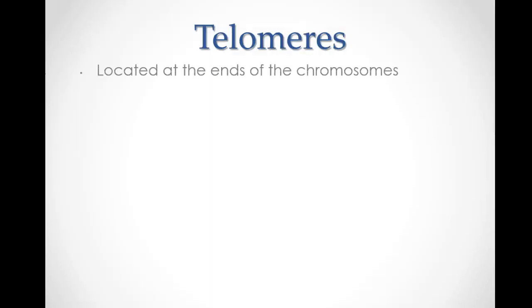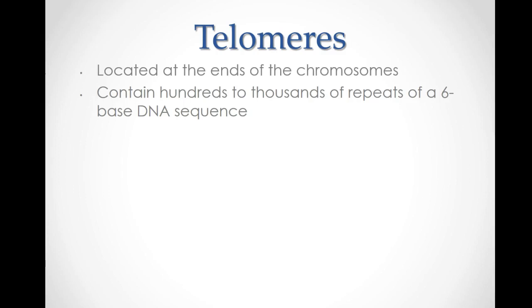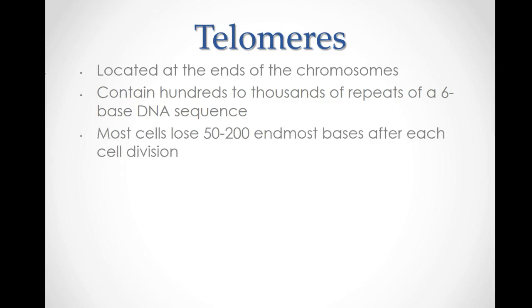Last thing I wanted to mention real quick are something called telomeres. Your telomeres are located at the ends of your chromosomes, and they're kind of like a protective tip, if you want to think of them that way. So think of the plastic tip on the ends of your shoelaces, which prevents your shoelaces from coming unraveled. That's what telomeres do. They are these little protective tips on the ends of your chromosomes, and it's basically thousands of repeats of this 6-base sequence of DNA.